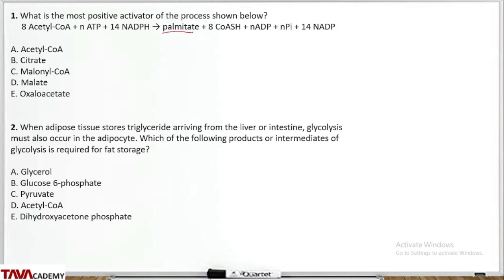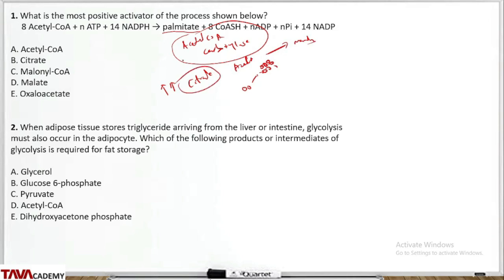So we're trying to synthesize palmitic acid, and one major enzyme that we need in this pathway is called acetyl-CoA carboxylase. And one of the factors that actually help make this enzyme active is citrate. So when citrate level in the cytoplasm begins to increase, it causes the polymerization of dimers of acetyl-CoA carboxylase enzyme. And once they polymerize within the cytosol, it converts acetyl-CoA into malonyl-CoA. So citrate is one of the most important activators, positive activator of this process. So the answer to number one would be citrate.